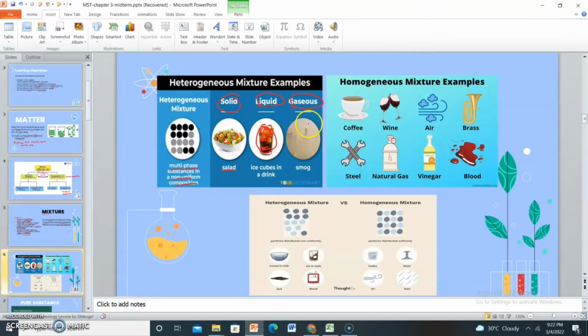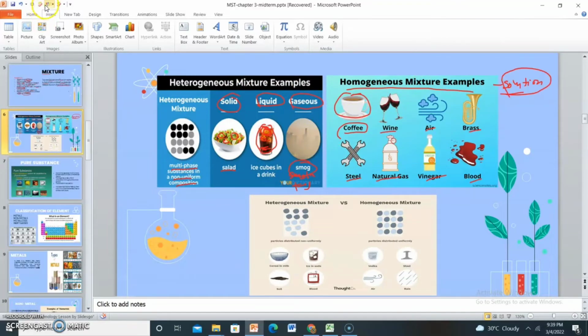Same in the gaseous, from the combination of the smoke and fog. Ma-identify natin siya, the smoke and fog. On the other hand, that is homogeneous mixture. Next is the homogeneous mixture, or the uniform mixture, or uniform composition, or solution. Under the homogeneous mixture, for example, coffee, a combination of water and coffee.